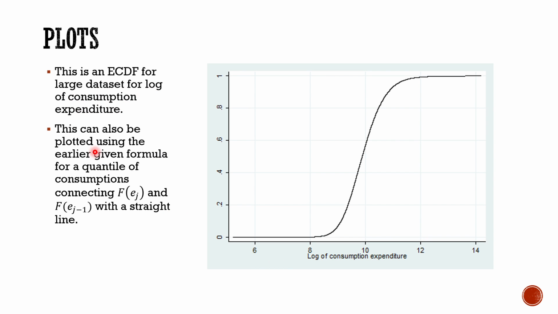And this can also be plotted using the earlier given formula for a quantile of consumption, connecting this. So if you have quantiles of consumption expenditure like 1, 2, 3, 4, 5 quantiles, then you will have to connect every point with a straight line and you will get the same.